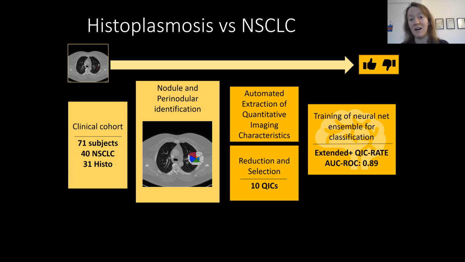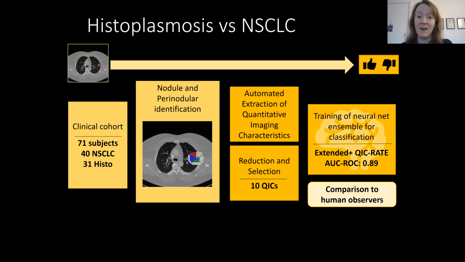We again trained a multitude of classifiers and determined that, again, a neural network ensemble, so a series of small neural networks, was best for classification. And it achieved a fairly high AUC rate, so an AUC rate of 0.89, which is best at 1, but worst at 0.5, which is no better than random chance. So we are able to pick up a signal in just a small number of subjects using leave one out cross-validation in order to determine what is indicative of fungal disease and what is indicative of lung cancer.